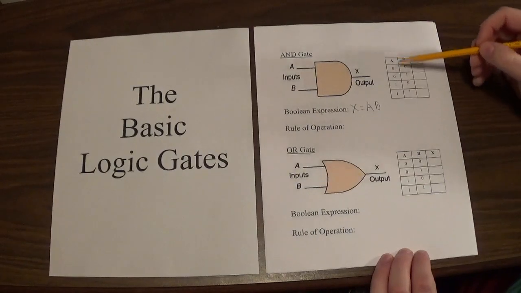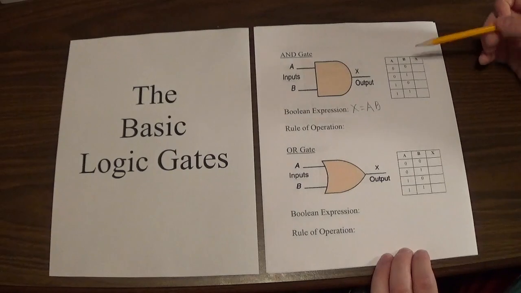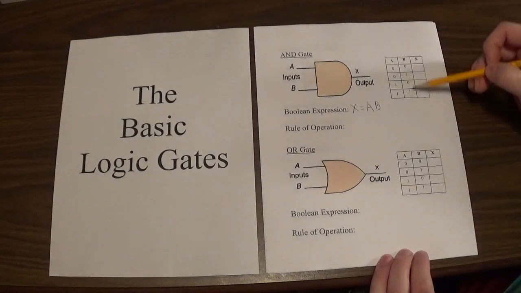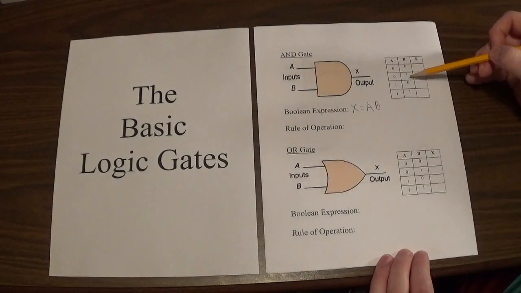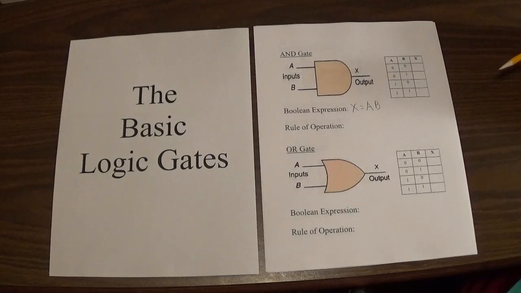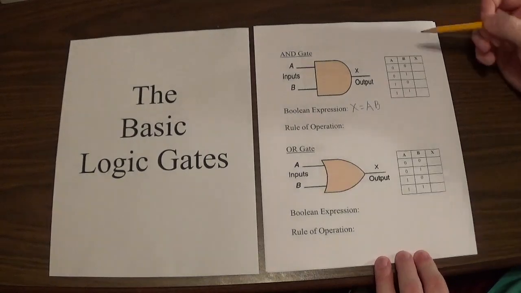Alright, so the arrangement of these ones and zeros is not just random, it's done numerically. So if we were counting in binary, that's how this is arranged. So 0, 1, 2, 3. So it's always laid out that way in your truth tables. So just keep that in mind as we start expanding these later on, that the layout of the inputs will be done in order.